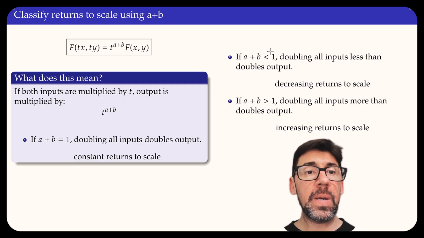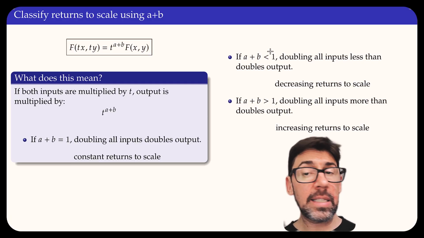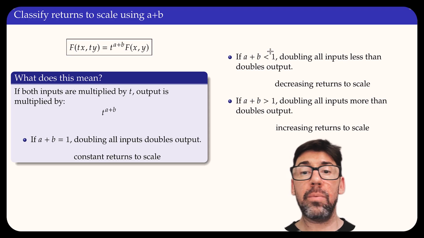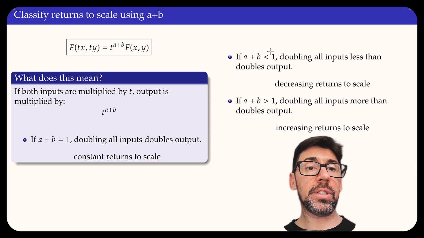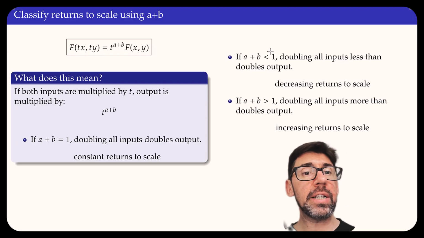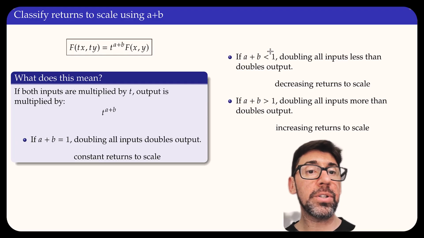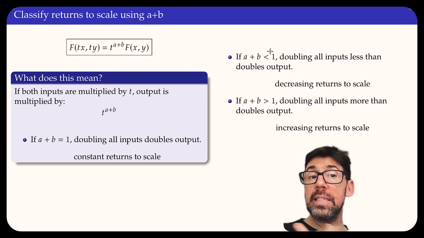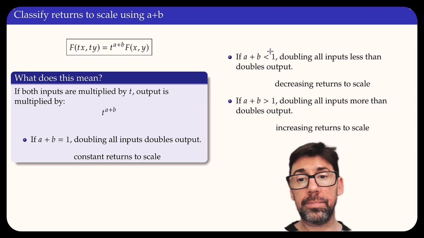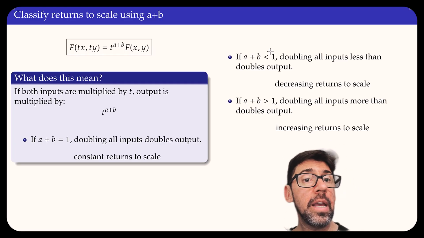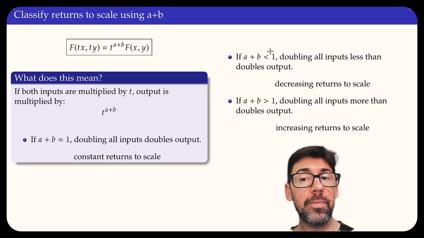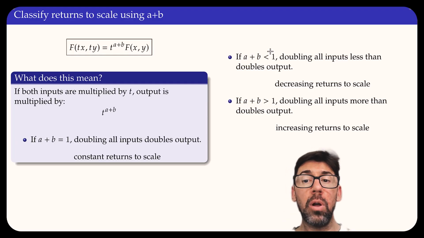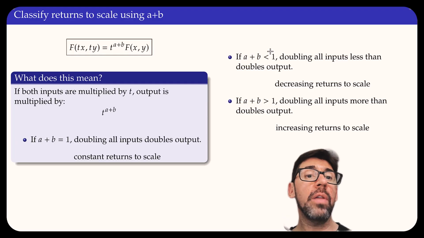If a plus b is less than 1, then we have something called decreasing returns to scale. And if we increase our inputs by 1%, we're going to increase output by less than 1%. Similarly, if a plus b is greater than 1, we double all the inputs, we're going to get more than double the outputs.